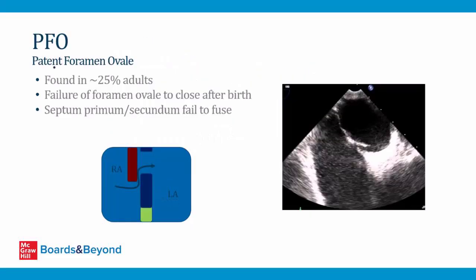At the time of birth, the foramen ovale should become obliterated, so there's no longer any communication between the right atrium and the left atrium. But if this doesn't happen, the person will be left with what's known as a patent foramen ovale, or PFO.